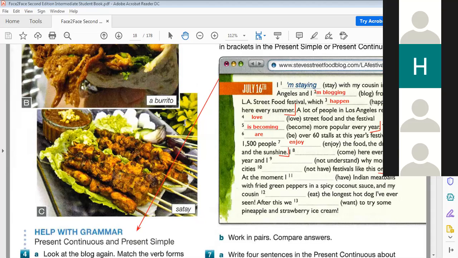Are you there, Najat? Yes. Number 8. I come here every year, and I don't understand why more cities don't have festivals like this one. At the moment, I'm having Indian meals with fried green peppers and spicy coconut sauce. My cousin is eating. Okay, just a second. At number 10, what do you have? What did you write? Don't have festival like this one. Okay.